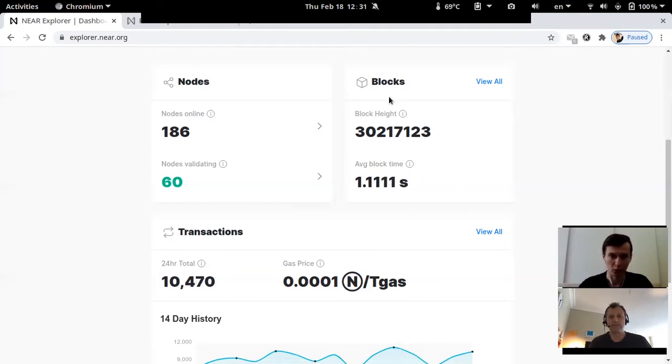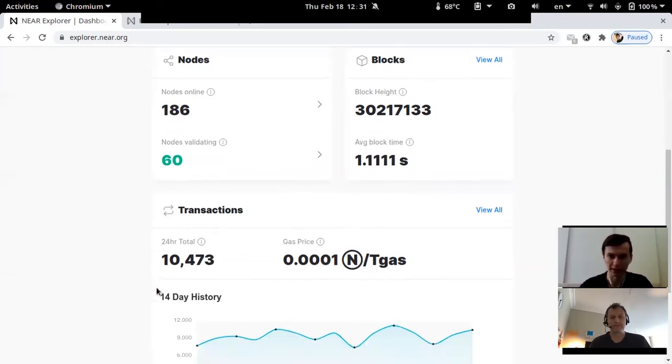Blocks are the core nature of any blockchain. We produce a block every second, and here is just a simple stat exposing the latest block height right now, and whether the network is doing fine. Usually you would see the numbers are almost identical all the time here.